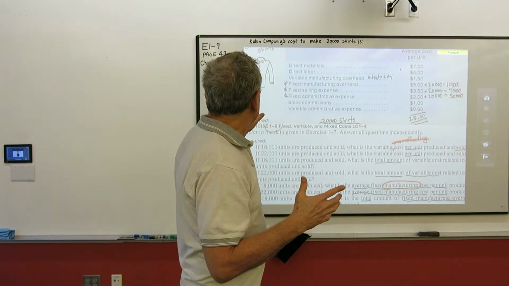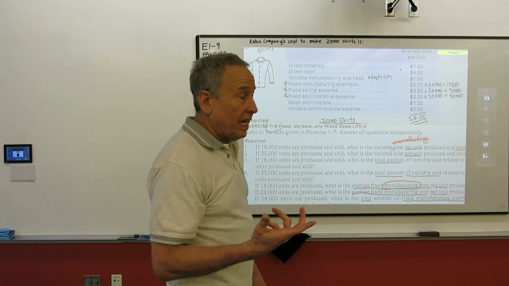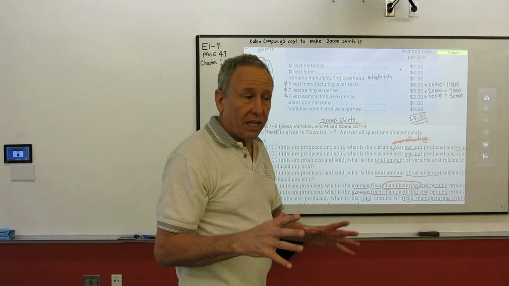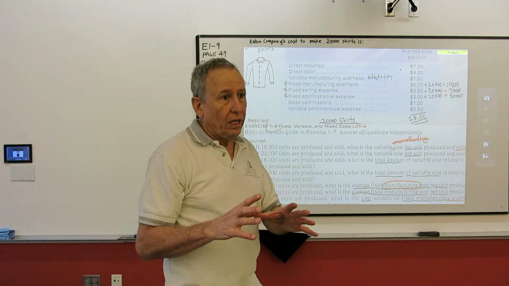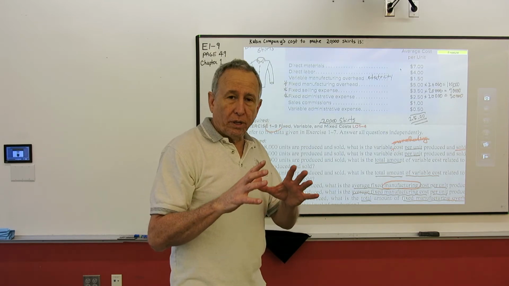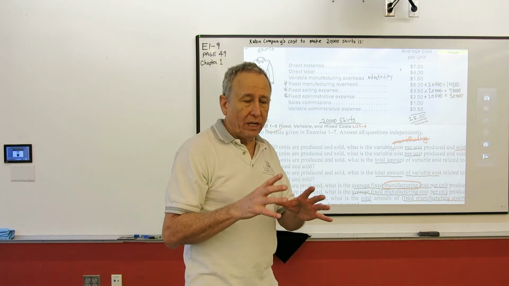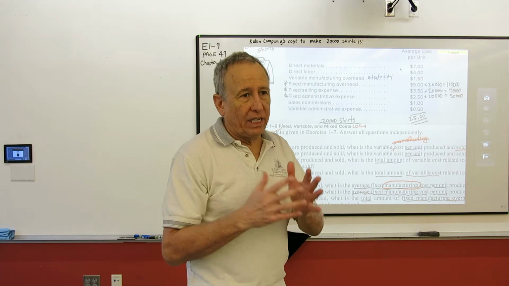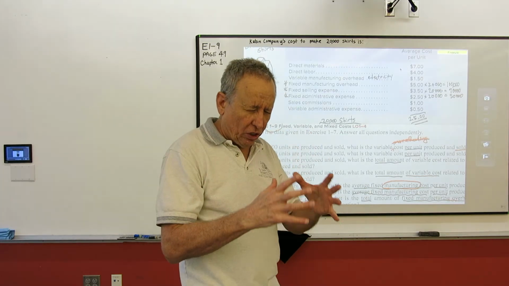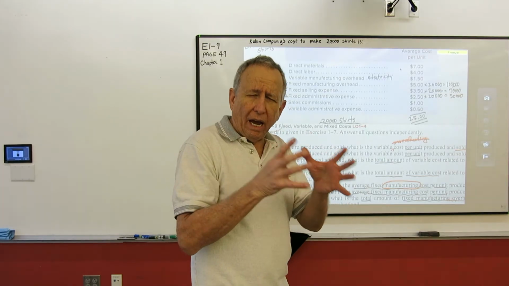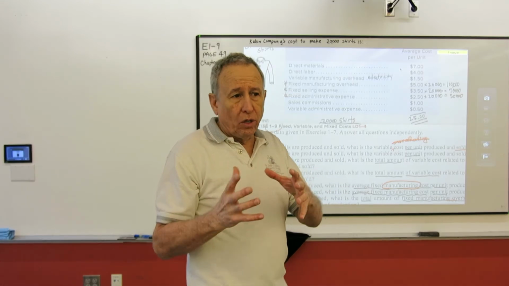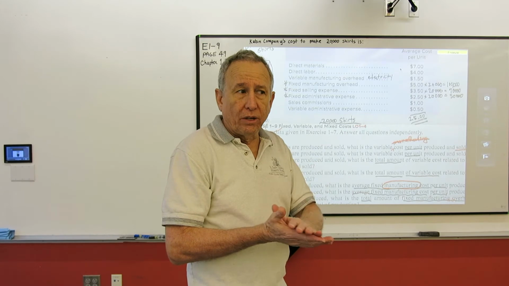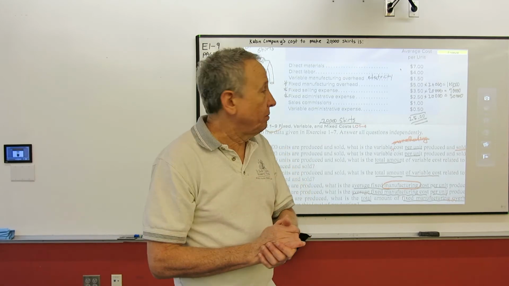Now, exercises 9 and 10 are going to cover the same thing, fixed and variable, and some of those definitions too. But in this case, we're going to put numbers to them. We're going to see if we understand how to take these concepts and put numbers to them, and understand what's going to happen to the numbers with changes in volume. Will costs go up or down? Do we understand the nature of any given cost?